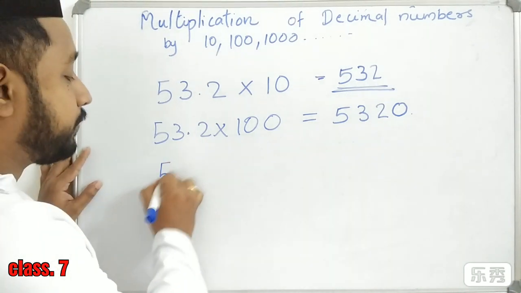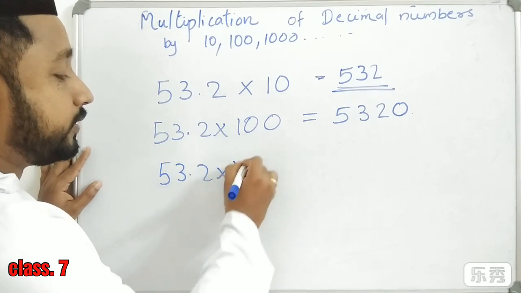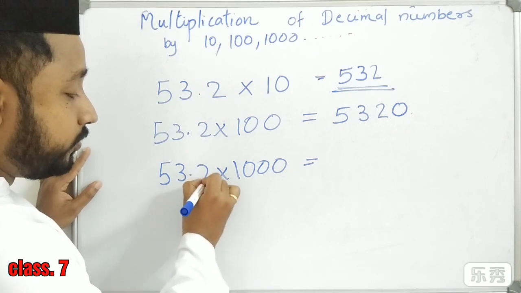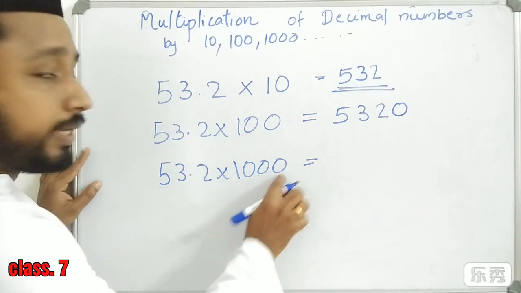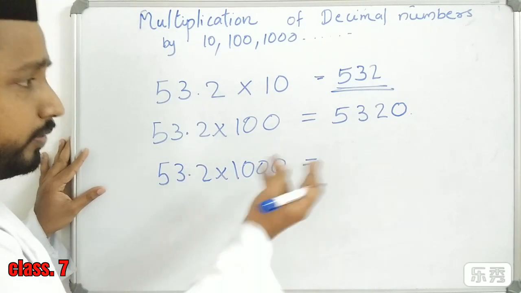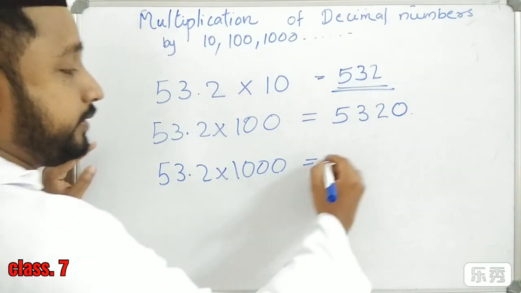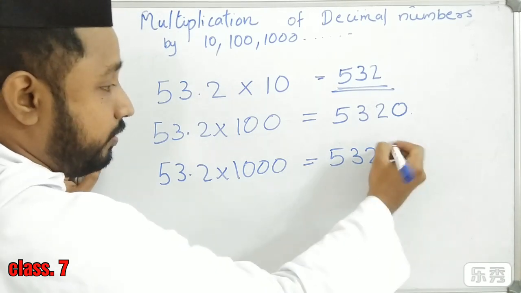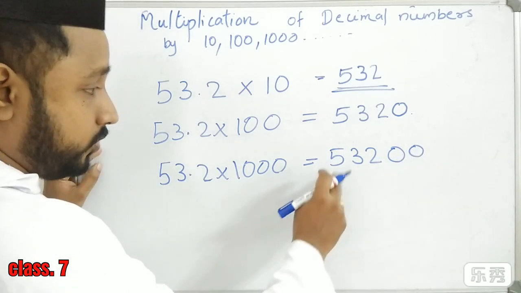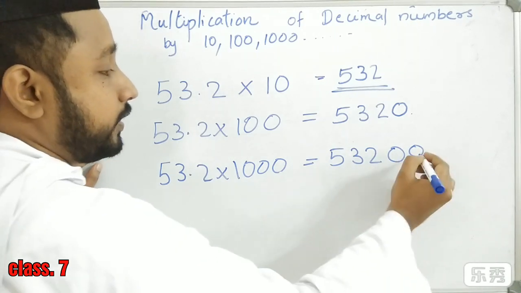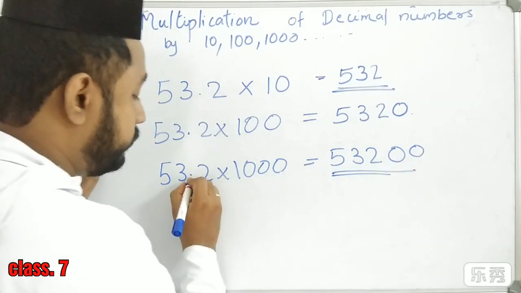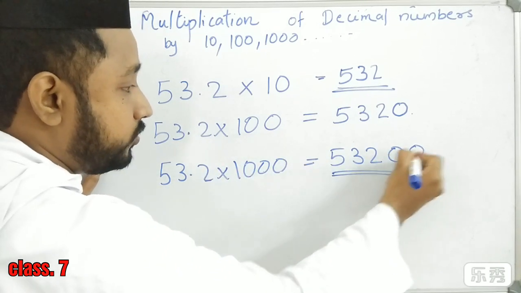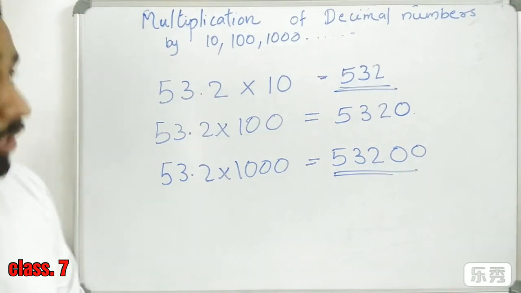What about 53.2 into 1000? Here 0.2, 1 digit is there. 1, 2, 3, 3 zeros are there. So move 3 decimal points to the right. Which means 532, 1 point, then you have to place 2 zeros. So 53,200. That is the answer. We move 3 decimal points since there are 3 zeros.